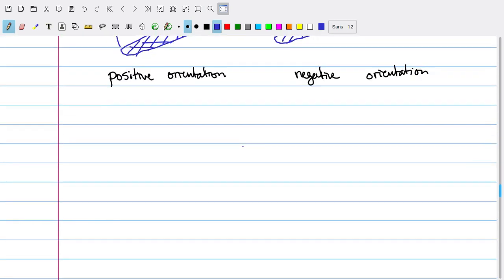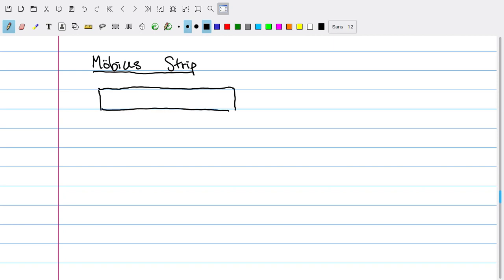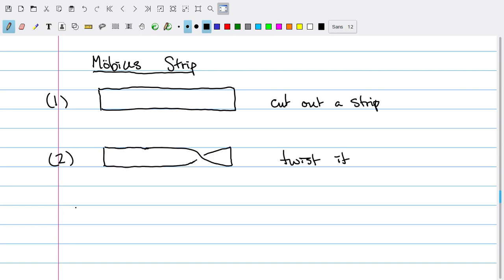It's interesting to note too that not every surface can even have an orientation. One of the famous examples of this is the Mobius strip. And you can make a Mobius strip right now. What you can do is just cut out a slim, long piece of paper, just like this, and then make exactly one turn in it. Just twist it one time, and then just tape it back together.